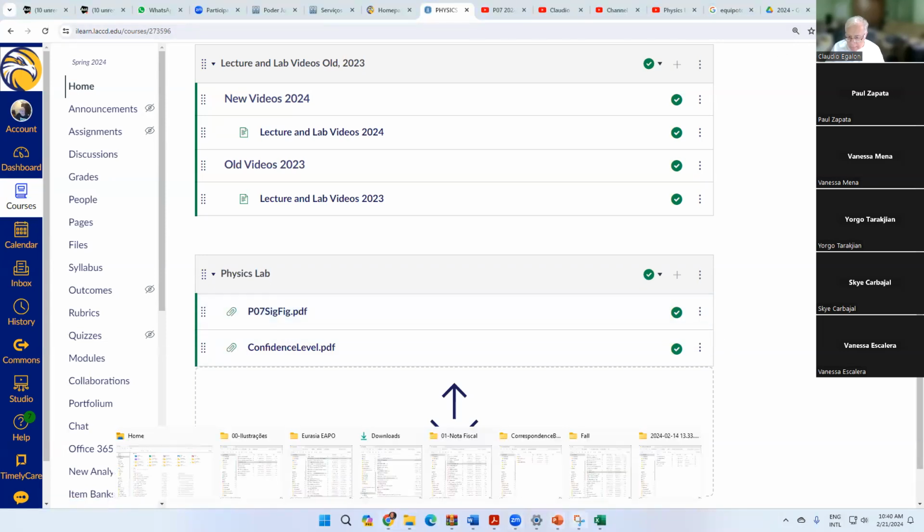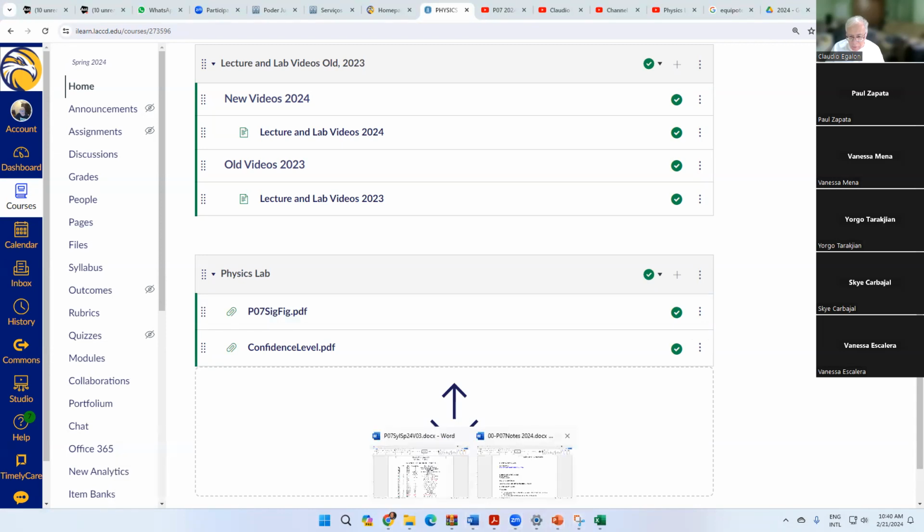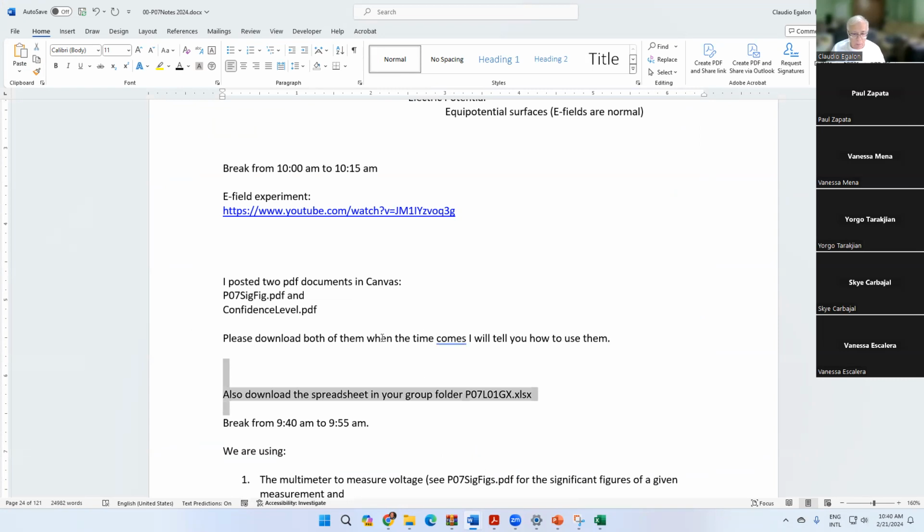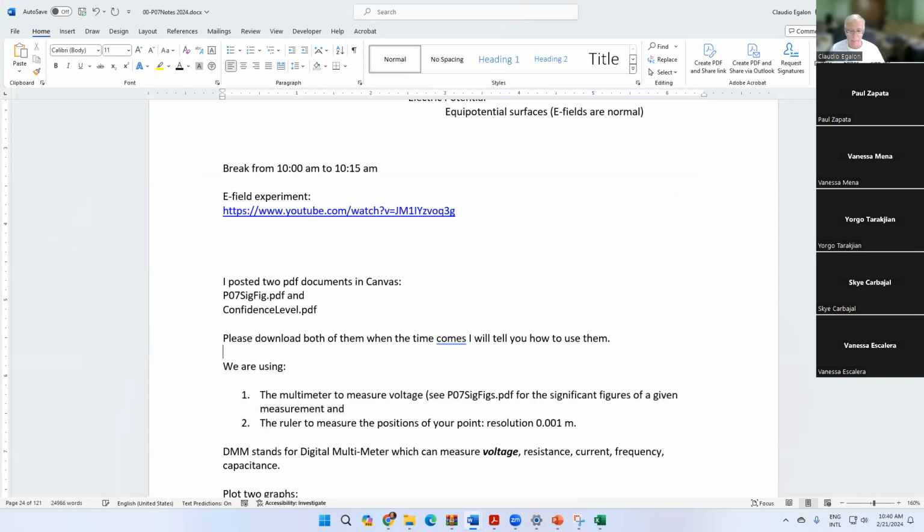And at the right time, I'll tell you how you're going to use those two documents, okay? Please download both of them. When the time comes, I will tell you how to use them, okay? So here you go.